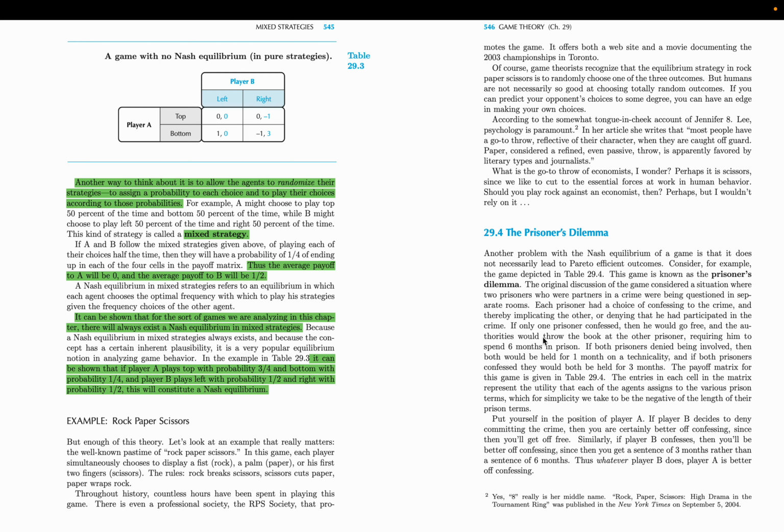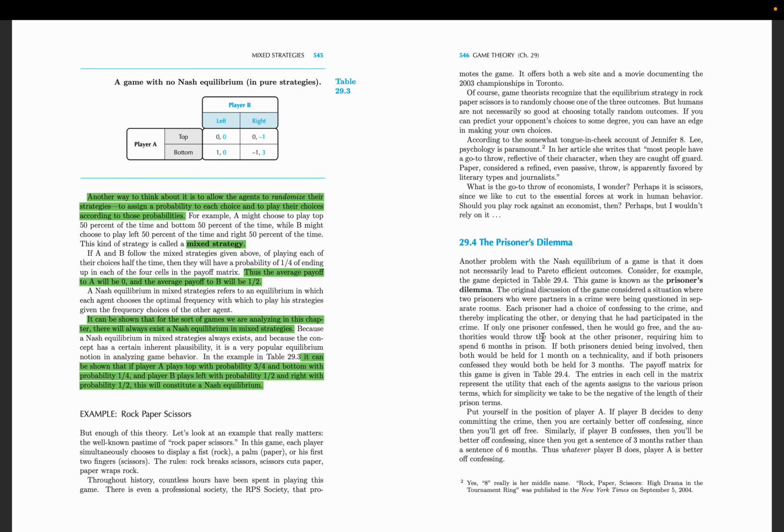So we've talked about Nash equilibrium and game theory, and we've started with initiating what game theory means and what the strategies in it are. And we also talked about the mixed strategies. Now let's come on to the prisoner's dilemma problem.